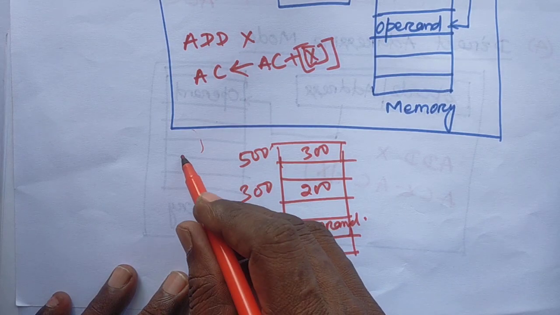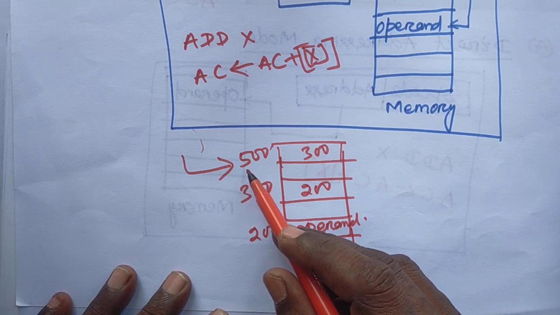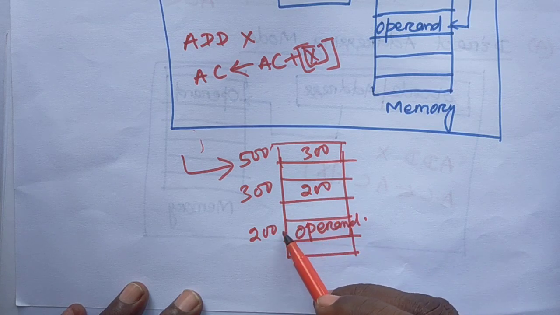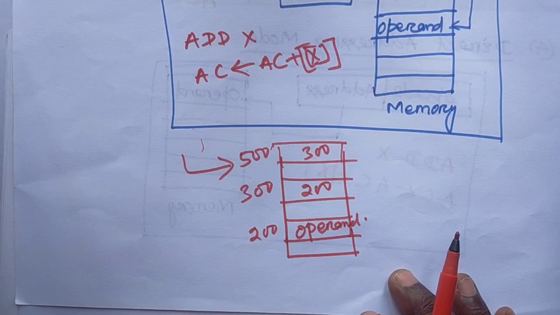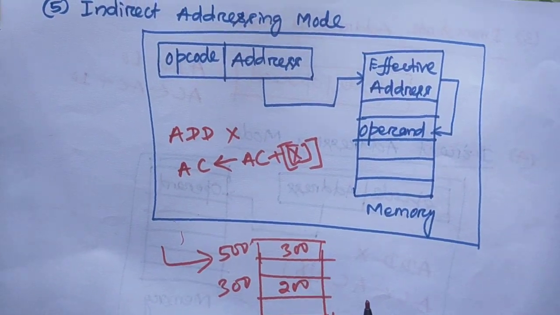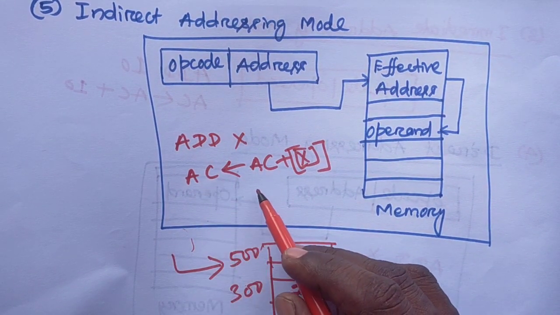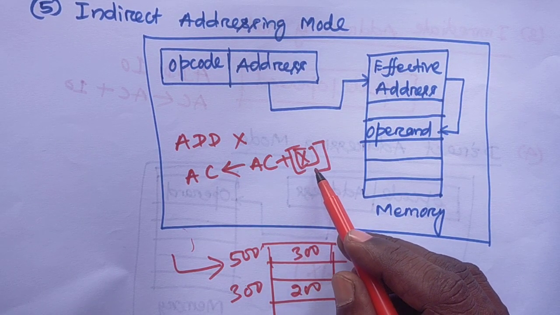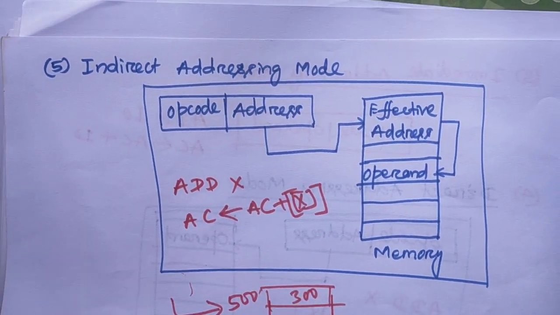Okay, so if you point here, then what happens, it will search where the data is. Now the pointer is 500, 500 searches 300, 300 having 200, 200 searches where the operand is available. So in this way indirect address mode can be defined. So this is the basic concept regarding indirect address, and the expression is defined in this way: AC is AC plus double reference of X, the sum of double reference of X assigned to AC. So in this way we can define indirect address mode.